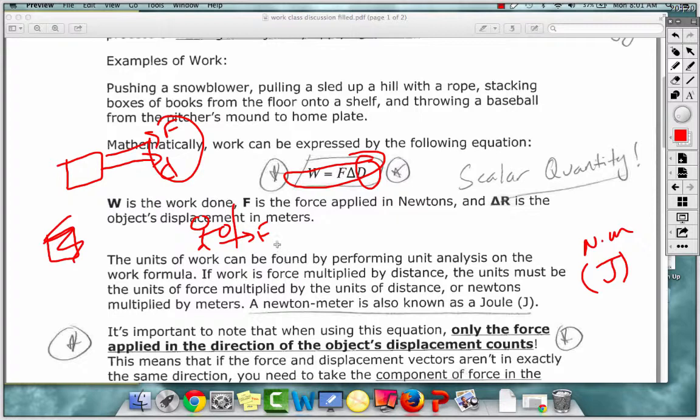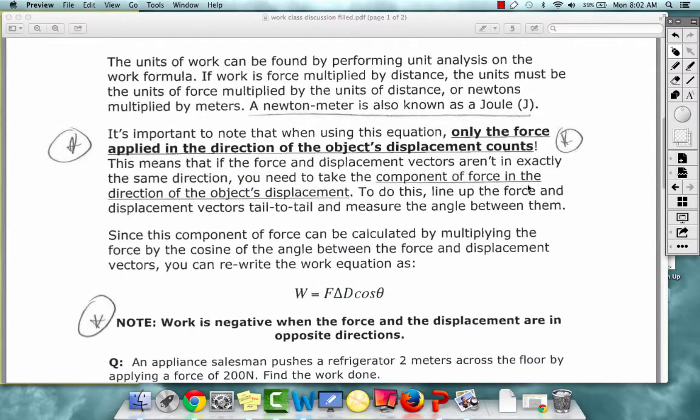So even though I push on a wall and I become exhausted, no work was done because there was no displacement. On the flip side, let's say you have a box sitting on the ground. Here's the force of gravity, here's the normal force, and the box is just sliding across some ice. Notice this force here, and here is the displacement of this box. They are perpendicular to each other. So in theory, the normal force and the force of gravity do no work on the box. Only the force in the direction of the displacement counts, and we'll do some examples of that in just a second.